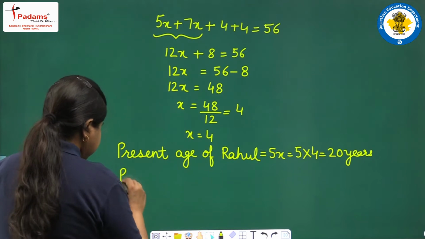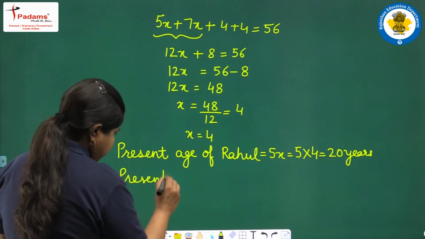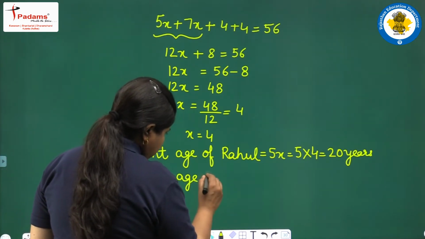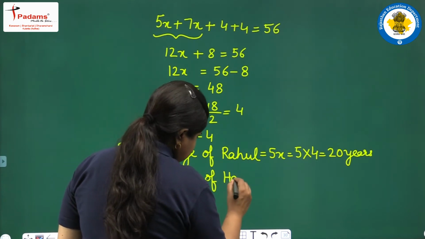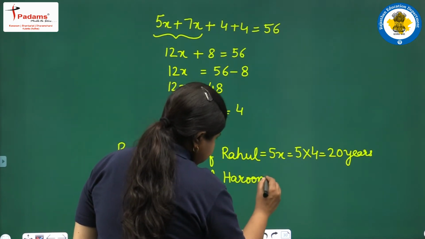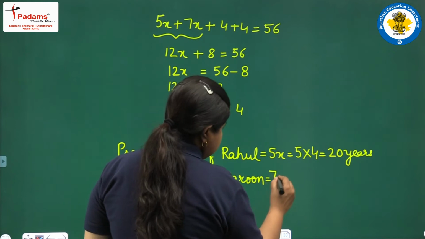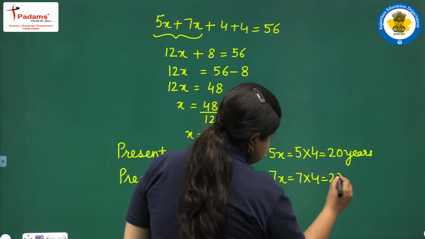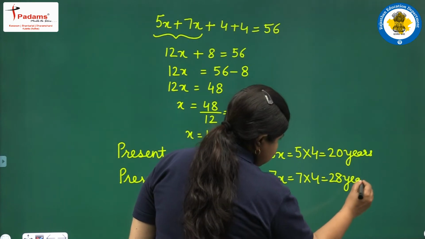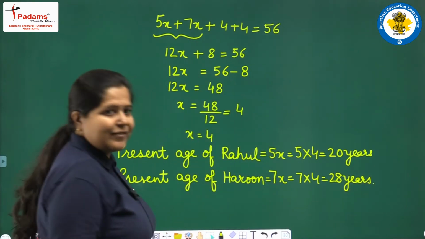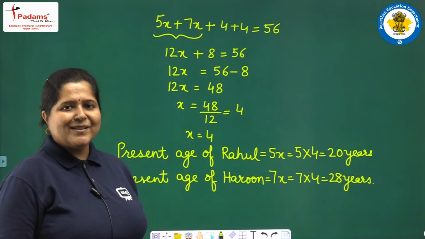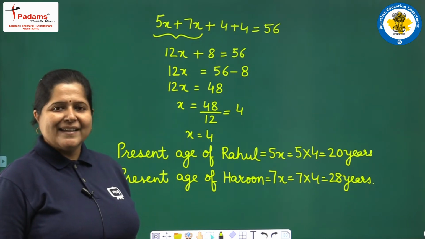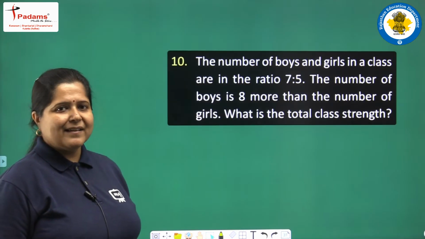Then the present age of Haroon is equal to 7x and 7 into 4 will give us 28 years. So, these are the present ages of Rahul and Haroon and the solution of question number 9. Next we have question number 10.